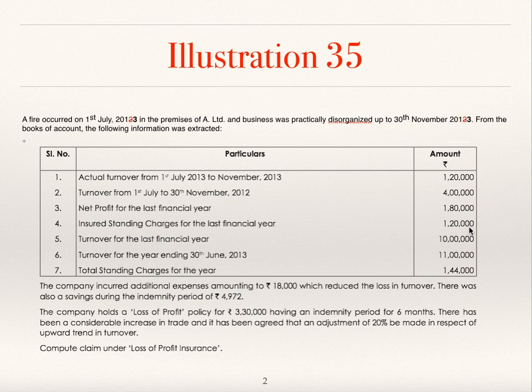Next step is to find gross profit ratio. Gross profit ratio is gross profit divided by sales multiplied by 100. 3 lakhs divided by sales. Which sales figure will you take now? This is gross profit for the last financial year, so the sales figure for the last financial year is 10 lakhs. The gross profit ratio is 3 lakhs divided by 10 lakhs multiplied by 100, which is 30%. So we found out gross profit, then we found out gross profit ratio. Next you need to find out short sales and loss of profit.